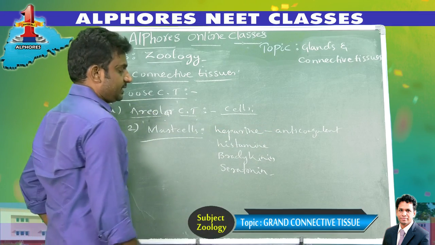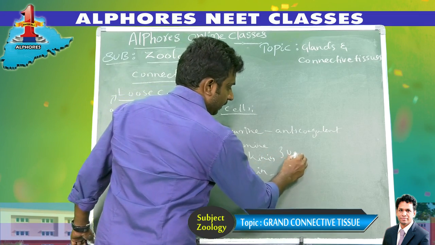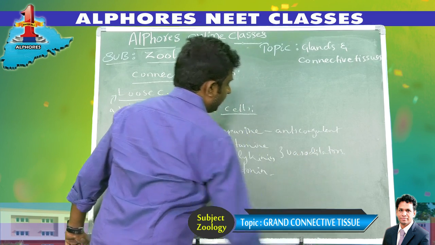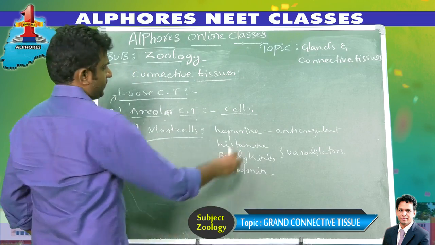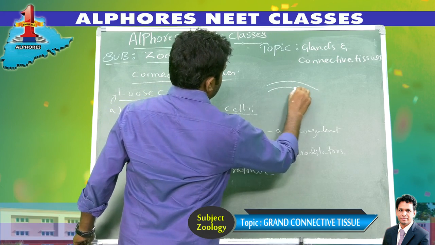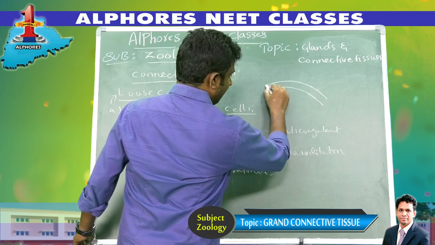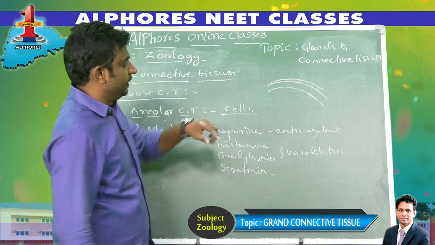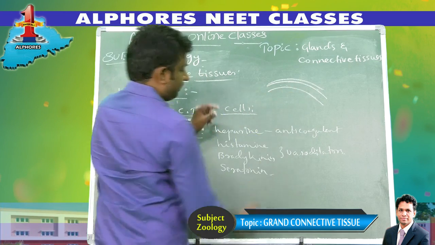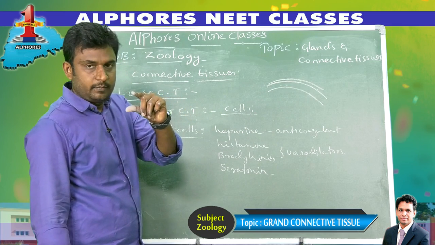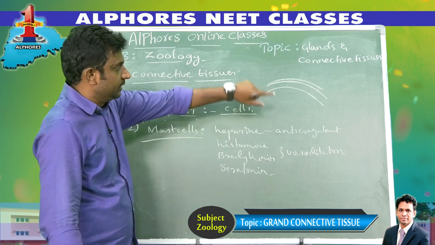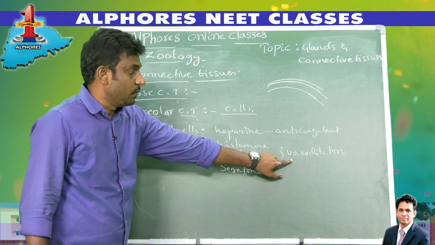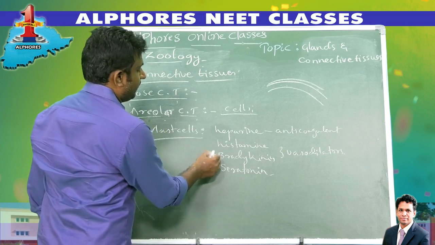Okay, heparin is an anticoagulant. Next, histamine and bradykinin are the vasodilators. Vasodilator means vaso means blood vessel, dilator means dilates, means relaxes. When the blood is flowing inside the blood vessel, if the walls of the blood vessels relax, this phenomenon is called vasodilation. So vasodilators are histamine and bradykinin.